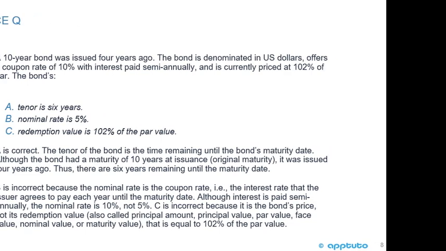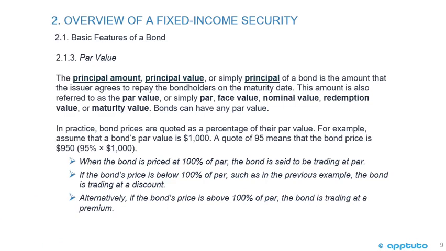Nice little question. So now we're moving on to par value, covering the basic features of a bond. As we said, the principal amount, principal value, or simply principal of a bond is the amount that the issuer agrees to pay the bondholders on the maturity date. This amount is also referred to as the par value, or simply par, face value, nominal value, redemption value, or maturity value. Bonds can have any par value, but a lot of times in the practice questions we're using $1,000.